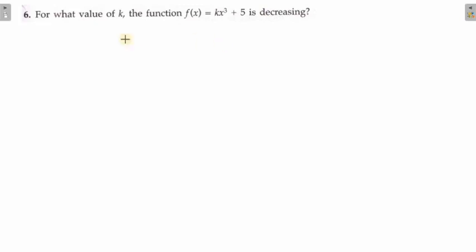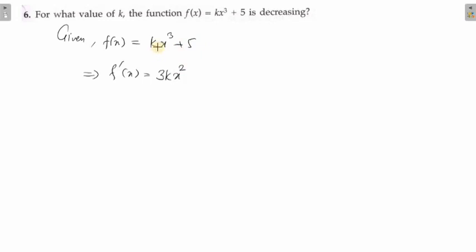Okay, so here the question says, for what value of k is the function f(x) equals kx cube plus 5 decreasing? So given is f(x) equals kx cube plus 5. Now let's differentiate this. So you get f dash of x equals, k is a constant, so the derivative of x cube is 3x square. So you get 3k x square plus 0, so no need to write this.